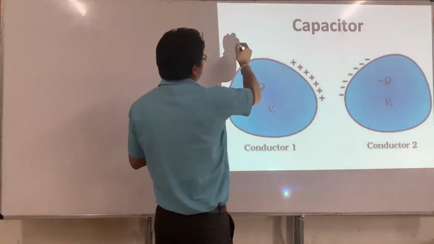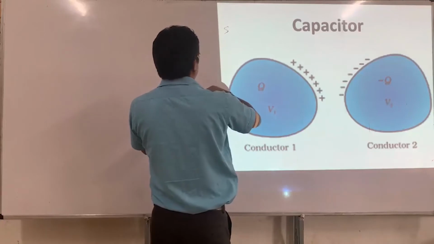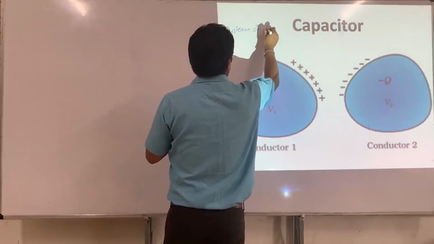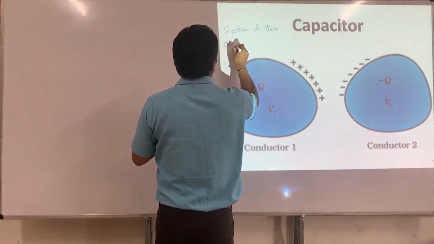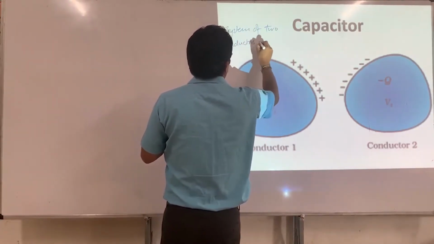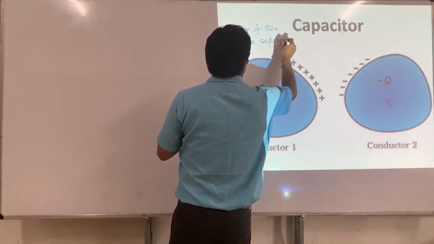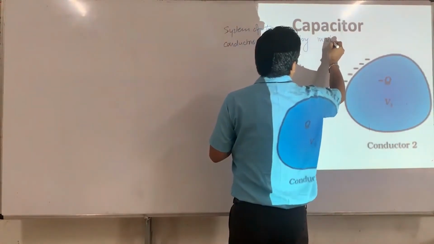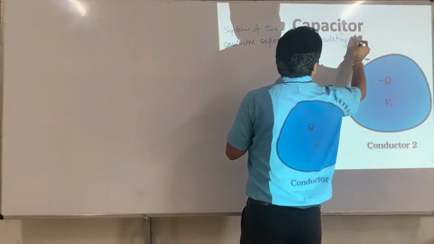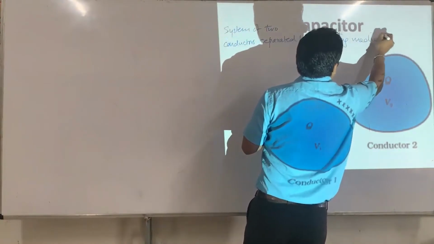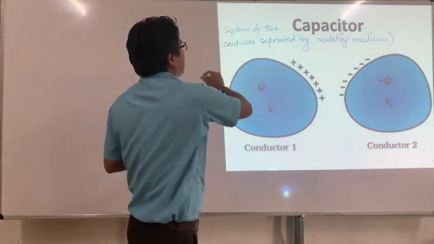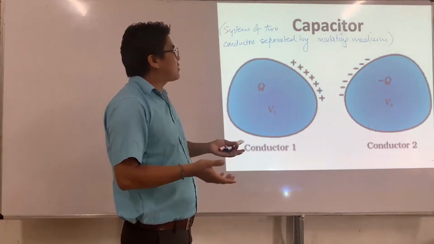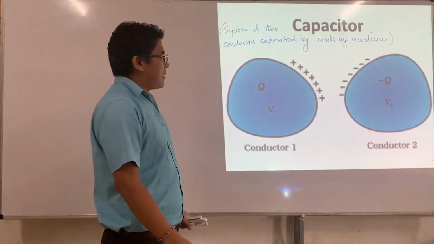It is a system of two conductors separated by, let's say, insulating mediums. This is what we call non-conducting mediums. So this is what we have. A system of two conductors separated by insulating mediums is what we define as a capacitor, right?